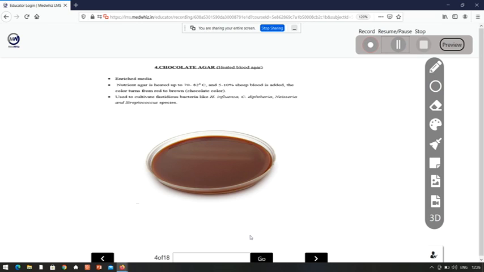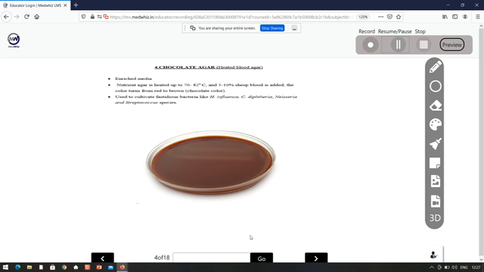So next we have chocolate agar. Don't mistake, we have not added any chocolate into this agar. It is just heated blood agar. If you prepare blood agar and overheat it, then it becomes chocolate agar. It is also an enriched media, where the nutrient agar is heated up to 70 to 80 degrees Celsius, and we add 5 to 10% sheep blood, and then the color turns from red to brown. That color of the media we call chocolate. It resembles chocolate, that's why we call it chocolate. We have not added any chocolate to this agar.